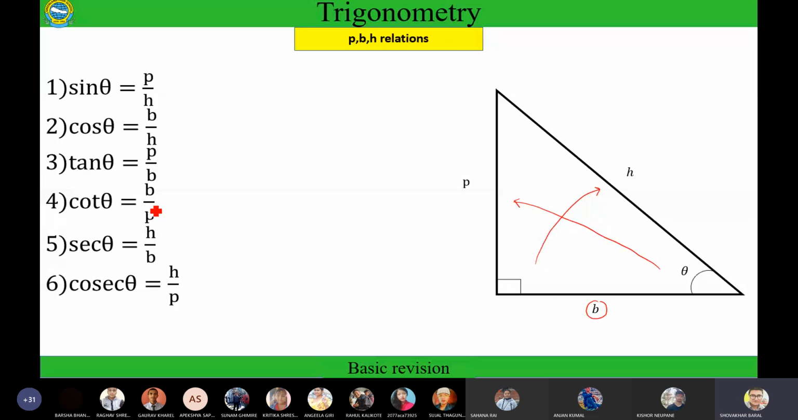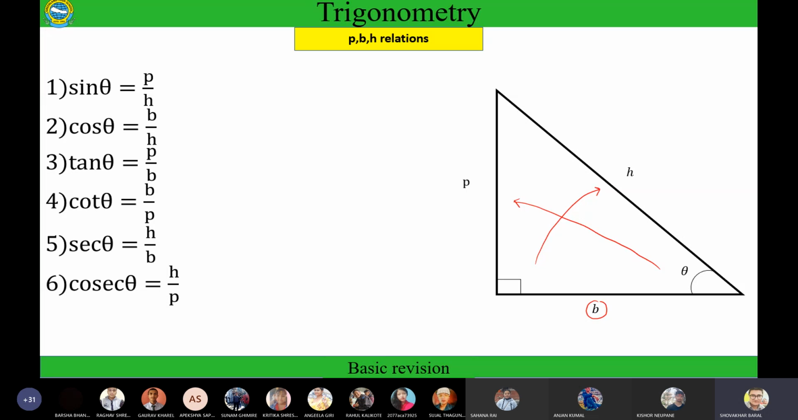You can remember it in any way, but you need to remember this formula because this will be used in height and distance in class 10. In class 10, especially, this is used in height and distance. Okay, so please remember this formula also. This is the very basic formula that you need to know.